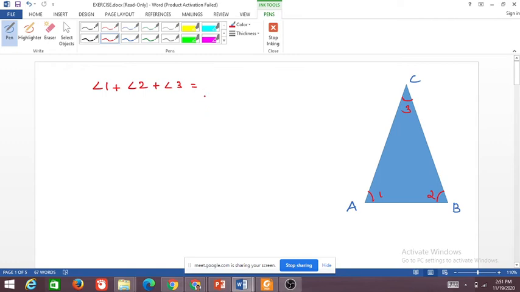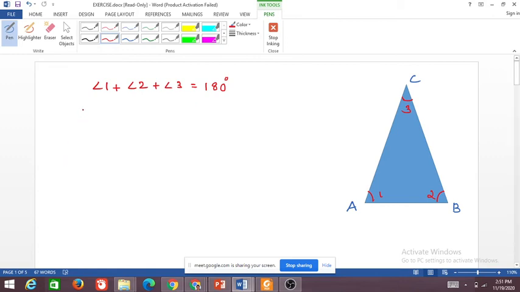Sum of angles, interior angles of a triangle will be 180 degrees. You have studied this in lower classes, right? You already know this. So the sum of angle 1 plus angle 2 plus angle 3 will be 180 degrees. Do you want to draw and verify that? Ramya is also saying 180 degrees. Should we draw and verify all this? No need, ma'am, we know it.